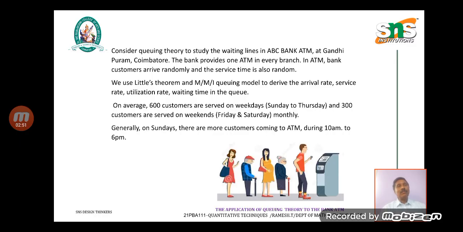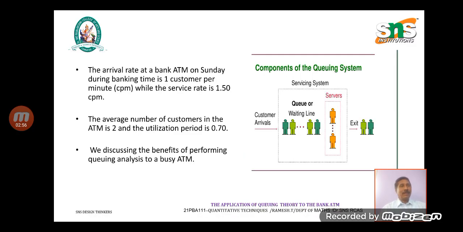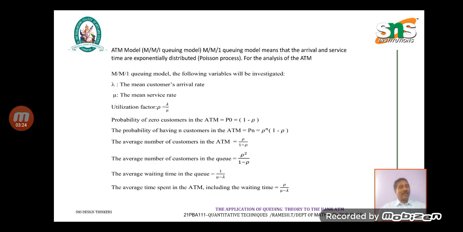Generally on Sundays, there are more customers coming to the ATM during 10 a.m. to 6 p.m. So the arrival rate at the bank ATM on Sunday during banking time is 1 customer per minute, that is CPM, while the service rate is 1.5 customers per minute. The average number of customers in the ATM is 2 and the utilization is 0.70. So we are discussing the benefit of performing queuing analysis for a busy ATM. Now, the ATM model, the M/M/1 queuing model.